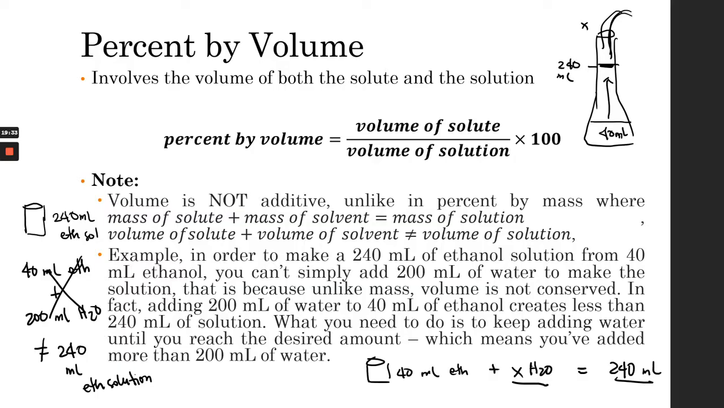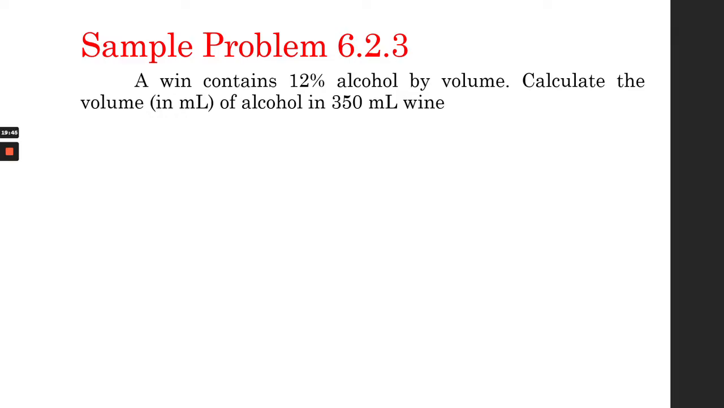So how do we solve percent by volume? We use this equation: the volume of solute divided by the volume of the solution. So let's have this example. A wine contains 12% alcohol by volume. Calculate the volume in ml of alcohol in 350 ml of wine.